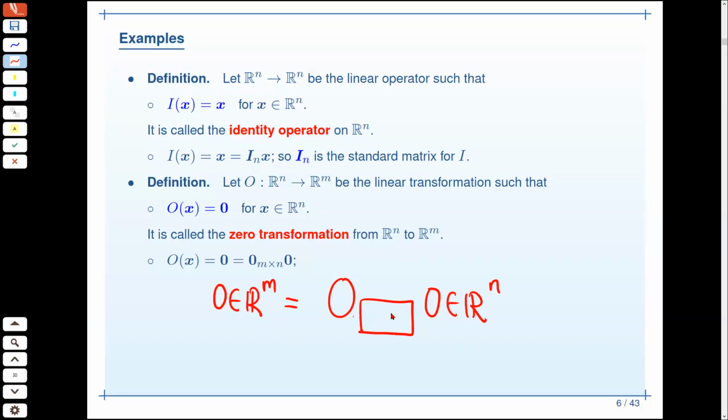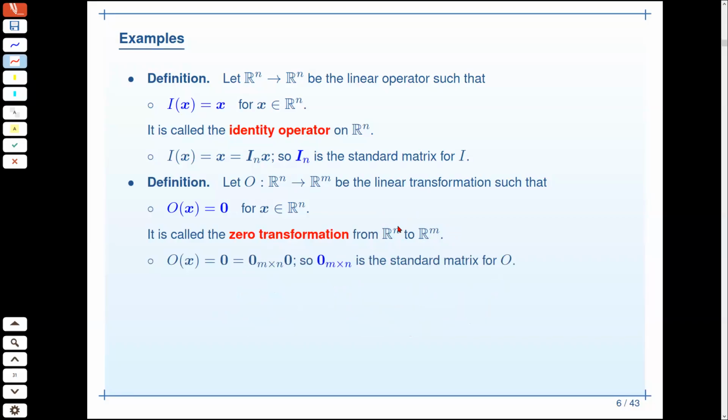So I must make sure that the number of columns is the same as n. This is n. Now after multiplication, you have a vector in Rn. So this is n by n, right? The size must be matched. So indeed, you can read from here. If there is a function from Rn to Rm, this matrix must have the size m by n. So therefore, the zero matrix is the standard matrix for O, right? So it makes sense. And suppose T is any linear transformation from Rn to Rm.